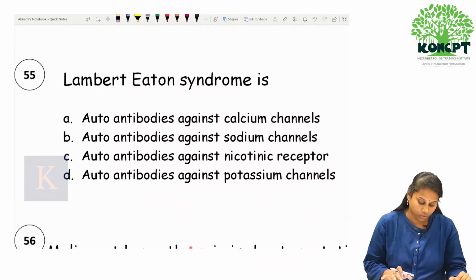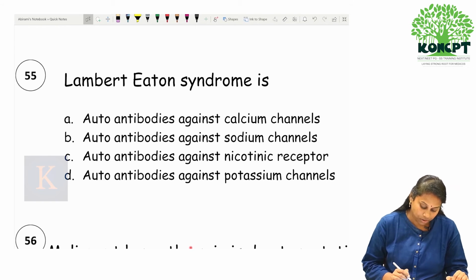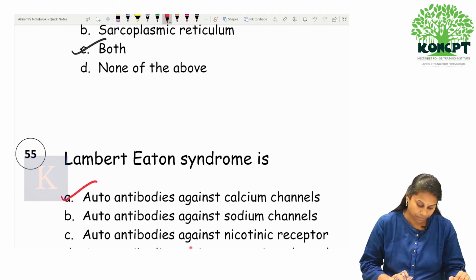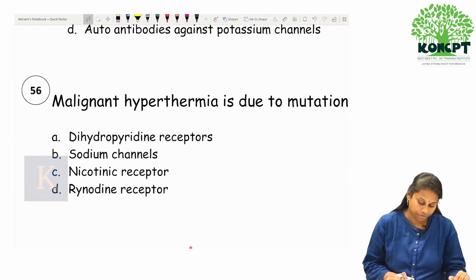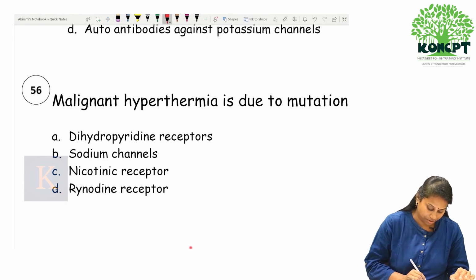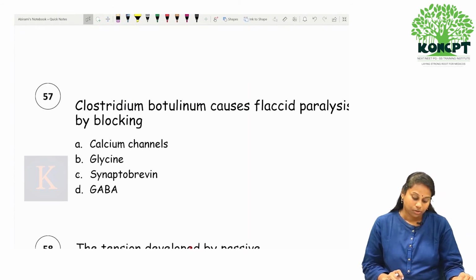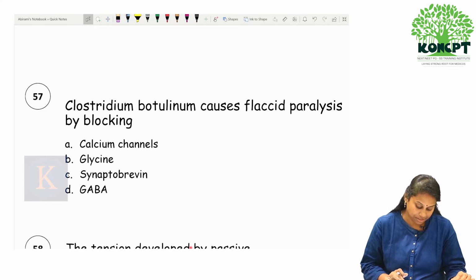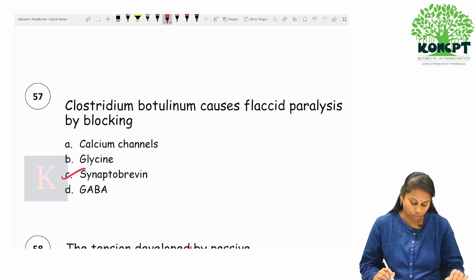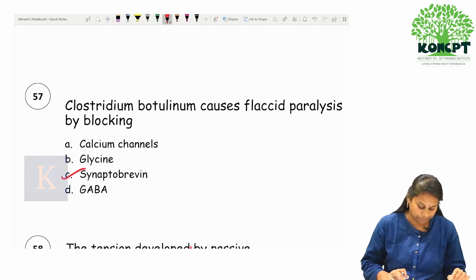So, the 55th question, Lambert-Eaton syndrome is autoantibodies against calcium channels. 56th question, malignant hyperthermia is due to mutation of ryanodine receptors. 57th question, Clostridium botulinum causes flaccid paralysis by blocking snare proteins, especially Clostridium botulinum B blocks synaptobrevin. What is the mechanism of Clostridium tetani? It blocks GABA and glycine.